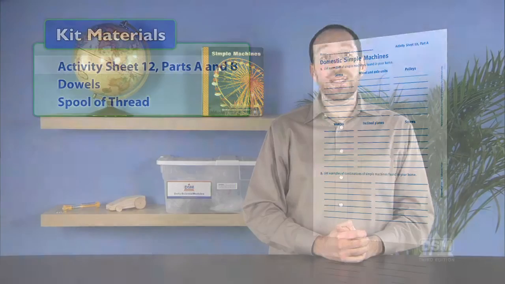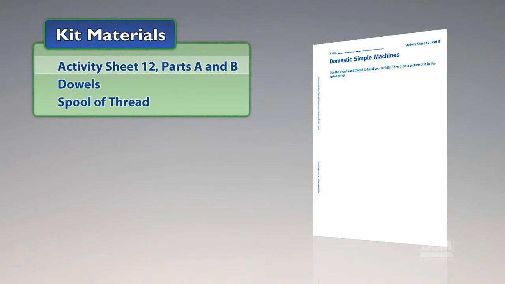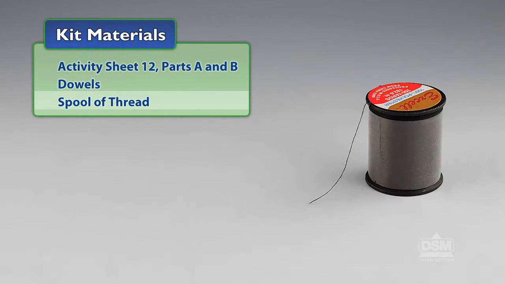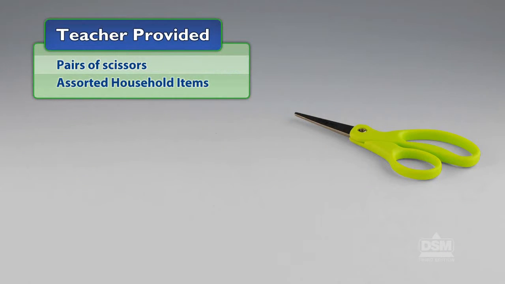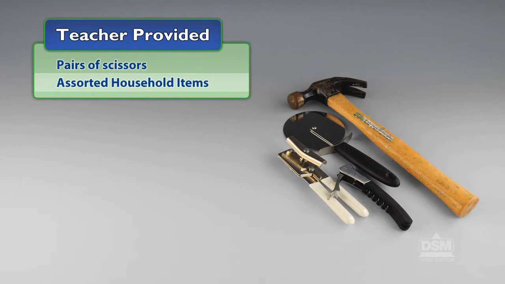You will need the following materials from the kit: Activity Sheet 12, Parts A and B, dowels, and a spool of thread. You will also need to provide pairs of scissors and assorted household items to provide samples of simple machines. To prepare for the activity, make a copy of Activity Sheet 12, Part B for each student. A student should have completed Part A prior to the start of this activity.